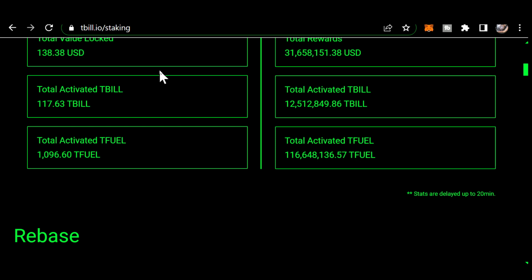3 days later, the amount of T-Fuel that is in the liquidity pool belonging to me is 1,096 T-Fuel, and there is 117 T-Bill. So my calculations are I have lost roughly 33% of the T-Fuel that I had in the pool.